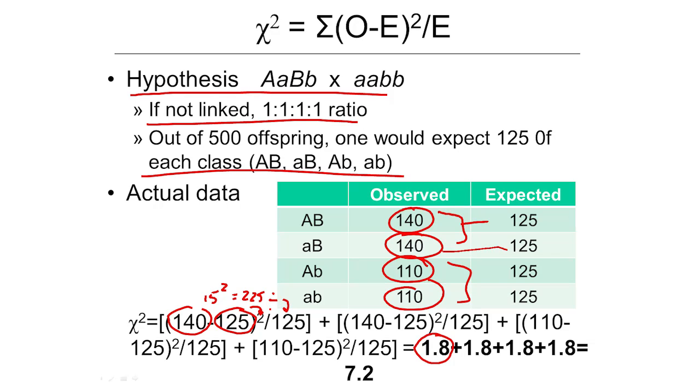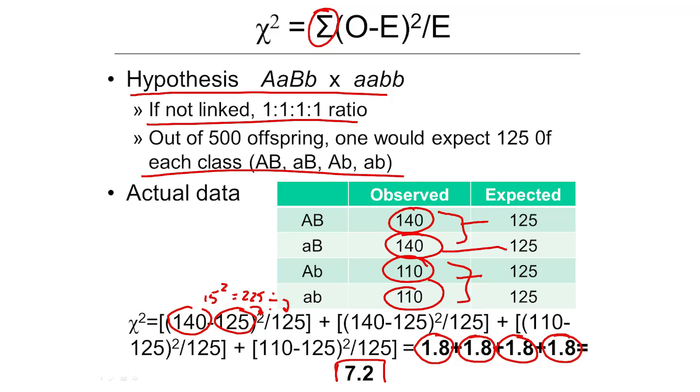And since this second class has the exact same number, we're going to get 1.8 for that as well. It's probably not that shocking. If you do 110 minus 125, you get negative 15. But of course, when you square that, you're back to 225. So the value for all four of these is identical, 1.8. That's where the sum comes in, the sigma, where you have to add up all those values, and you'll come up with 7.2 as your value for chi-squared.